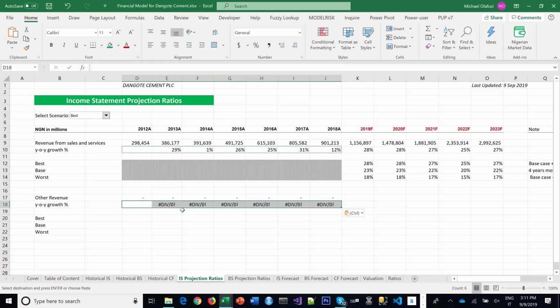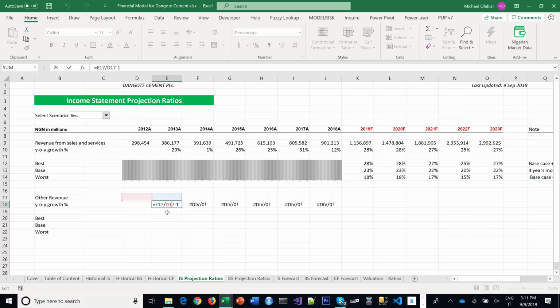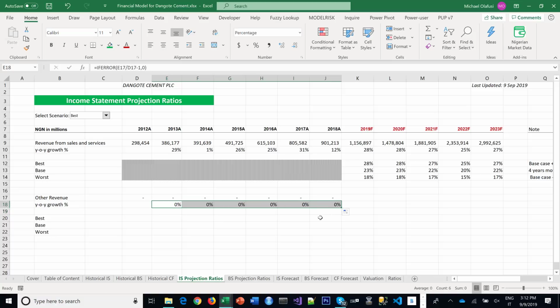Now you see it comes up with a div by 0 error, which is understandable. I'm dividing a figure by 0, which doesn't exist, and so it comes with that. If you don't like that, you can wrap it in an IFERROR and say if error should come with 0. So you can do that if you are very particular about not wanting to show that div by 0 error there.